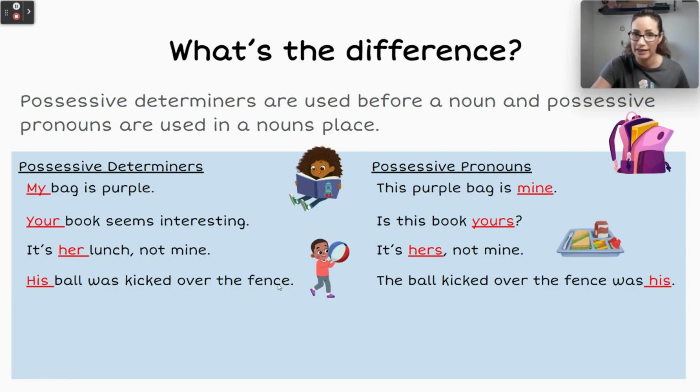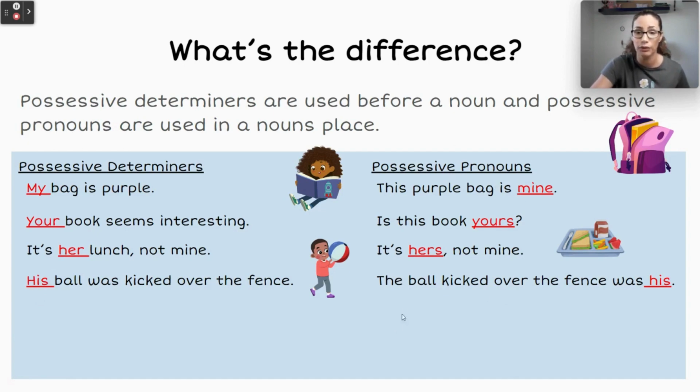Whose ball? His ball. Okay, you have the determiner before the noun, and the noun here is ball. Whose ball? His ball.